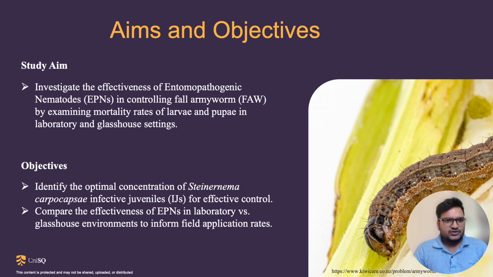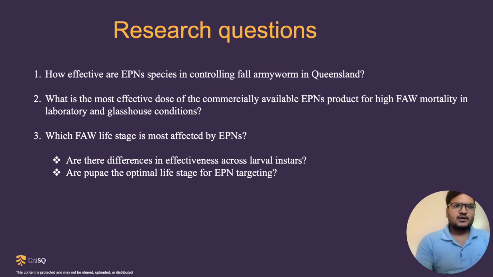The aim of the study is to identify the effectiveness of entomopathogenic nematodes in controlling fall armyworm by examining the mortality rate of larva and pupa in laboratory and glasshouse conditions. The objectives of the study are to identify the optimal concentrations of Steinernema carpocapsae infective juveniles for effective control, and to compare the effectiveness of entomopathogenic nematodes in laboratory versus glasshouse environments to inform field application rates. So next, research questions.